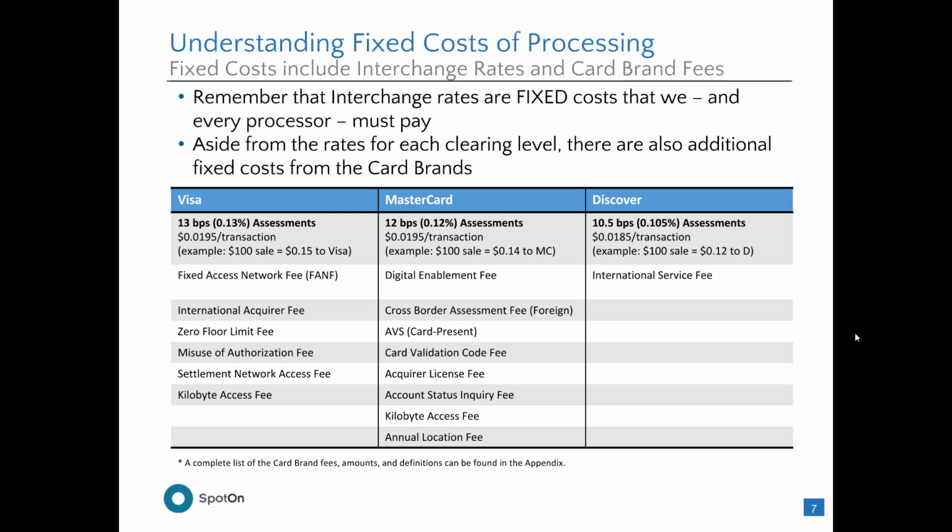All right, aside from interchange, I did mention that there are other fixed costs known as card brand fees, and so we have a list here on the screen of various card brand fees. Now, the card brand fees are fixed, as I mentioned, so every single processor must pay these, and these are the fees that actually go to the card brands, to Visa, MasterCard, Discover, American Express. I've listed some of them here on this slide, so you'll see Visa fees, the assessments, the FANF fee, international acquirer fee, et cetera, et cetera.